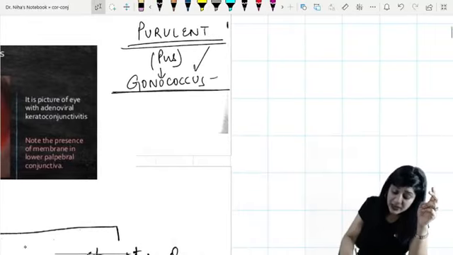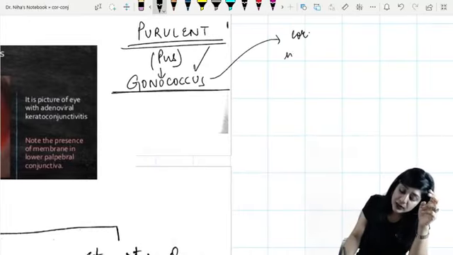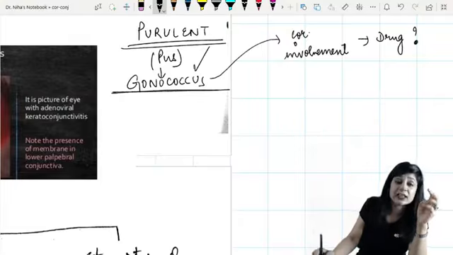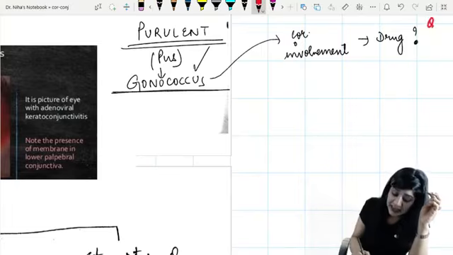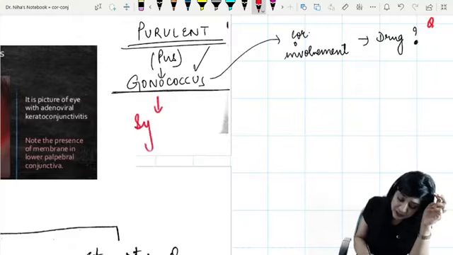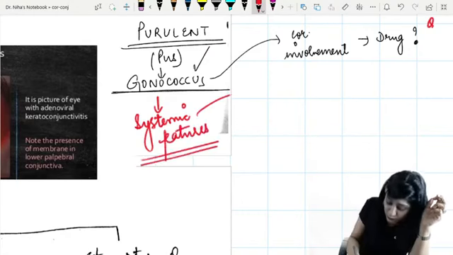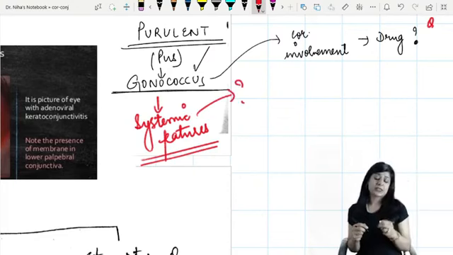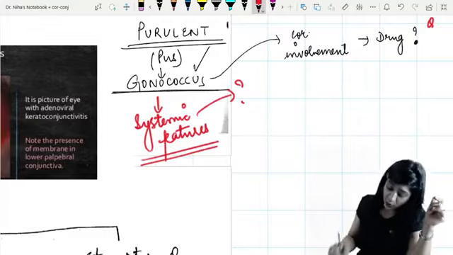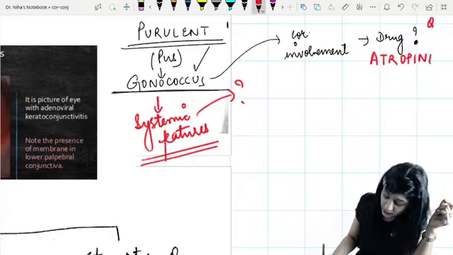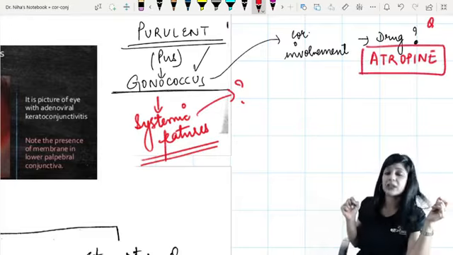Now, because I am having the chances of the corneal involvement, another important question, which drug you should give because of the corneal involvement? This is one question. And second, because it can cause the systemic features also, therefore what you can do. So there are two important things. First question is, because we can have the corneal involvement, therefore the drug that you have to give is the atropine. A very, very important question. Which drug should be given for the corneal involvement?